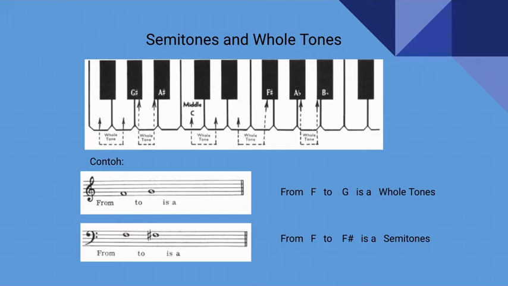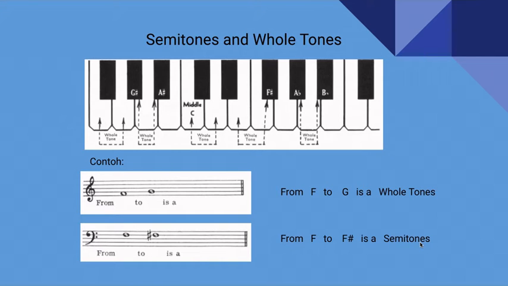Now this is an example of how to calculate and see what is a semitone and a whole tone. This is an example when we find it in music notes: we see F to G. So from F to G, this is half and a half, so this is a whole tone. And how about this? First we need to see this is the bass clef. This is F and this is F sharp. So F to F sharp is called a semitone.